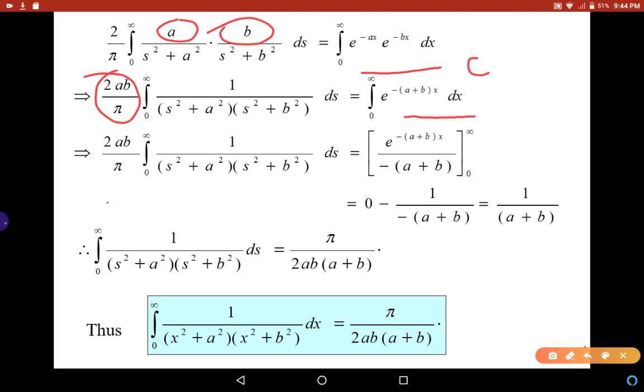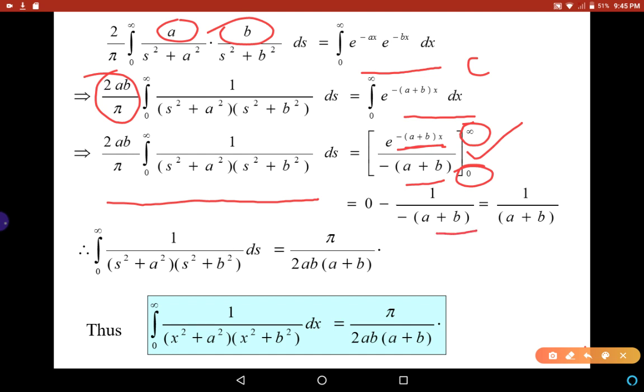Therefore, this integral 2ab by pi integral 0 to infinity 1 by s square plus a square into s square plus b square ds is equal to the integral of e power minus (a plus b) x, which is e power minus (a plus b) x divided by the quotient of x, which is minus of a plus b, within the limits 0 to infinity. If we substitute the limits, upon substituting infinity here, we get 0 because e power minus infinity is 0, minus. Now substituting 0 in place of x, e power 0 is 1, therefore 1 by minus of a plus b.